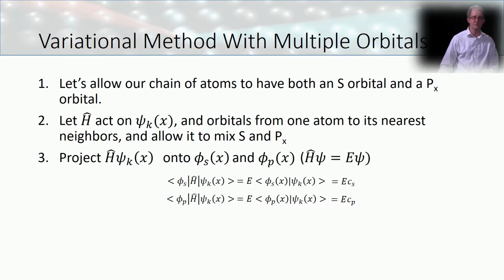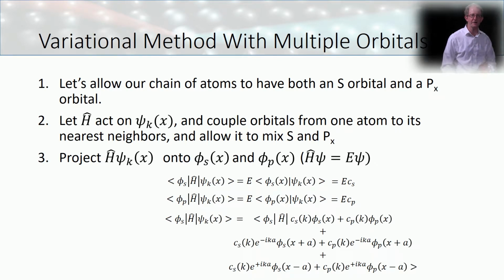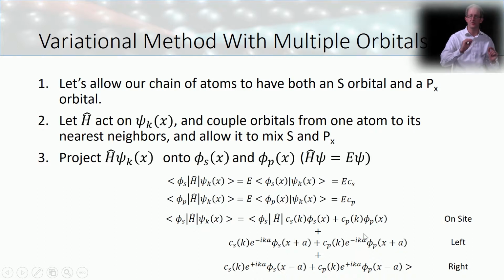Oh, sorry, we can do the same thing with the p orbitals. Now let's look at the left-hand side of that equation. If I project phi sub s onto the Hamiltonian acting on our wave function, I get the following little mathematical mess. I get our wave function, our phi sub s acting on the Hamiltonian. We're not going to get a non-zero term for all of these. But we're going to have to understand how that phi sub s works on the Hamiltonian acting on the atom that's on site, so that atom at the origin, plus the atom in front and the atom behind.